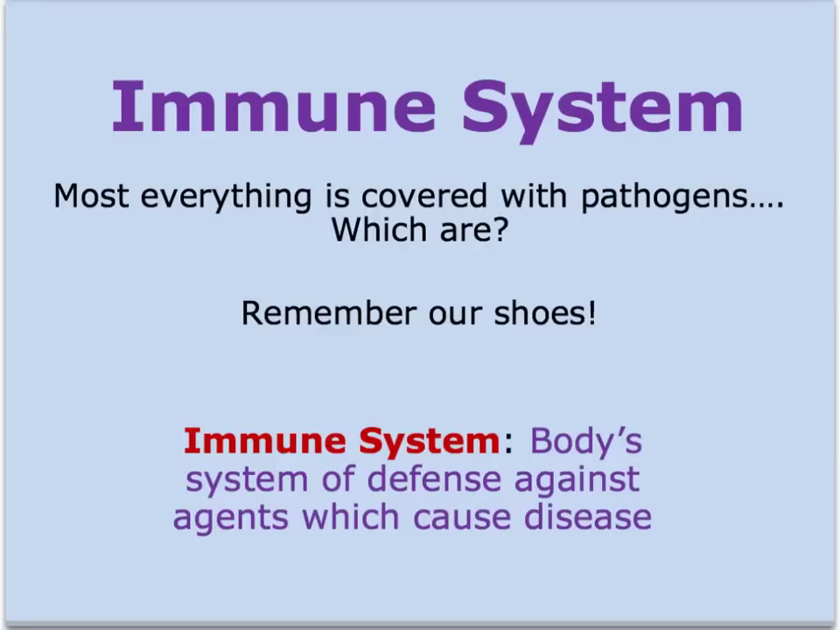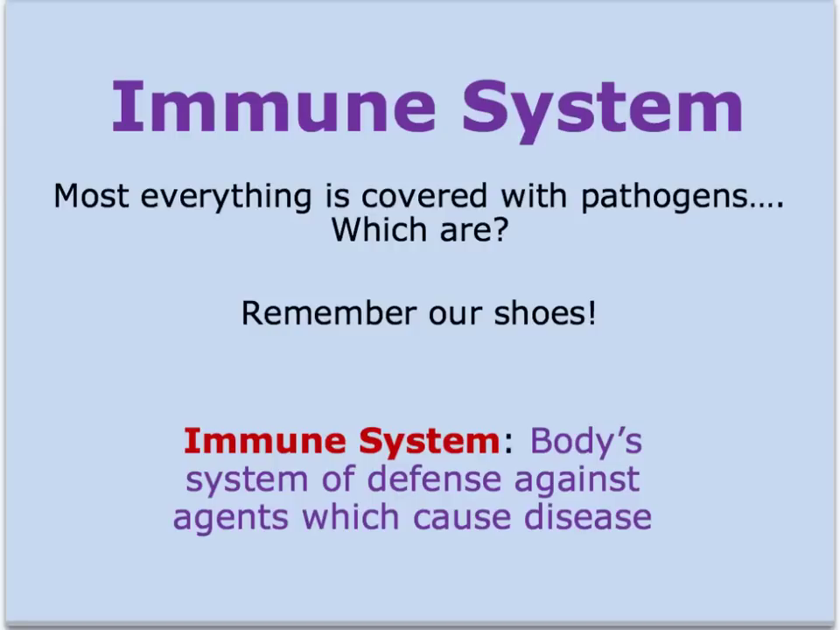So, immune system, that's the name of our unit, and the definition of the immune system is our body's system of defense against agents which cause disease. And agents which cause disease, those are pathogens. Most everything is covered with pathogens. Remember our shoes, what we did in class, we used tape to pull the bacteria off the bottom of our shoes, and then we grew it on the agar plates. So, if everything that we touch is covered with pathogens, and then we stick our hands in our mouths, we shake hands, we do all sorts of stuff, why are we not constantly sick? That is due to our immune system, obviously, what we're talking about.